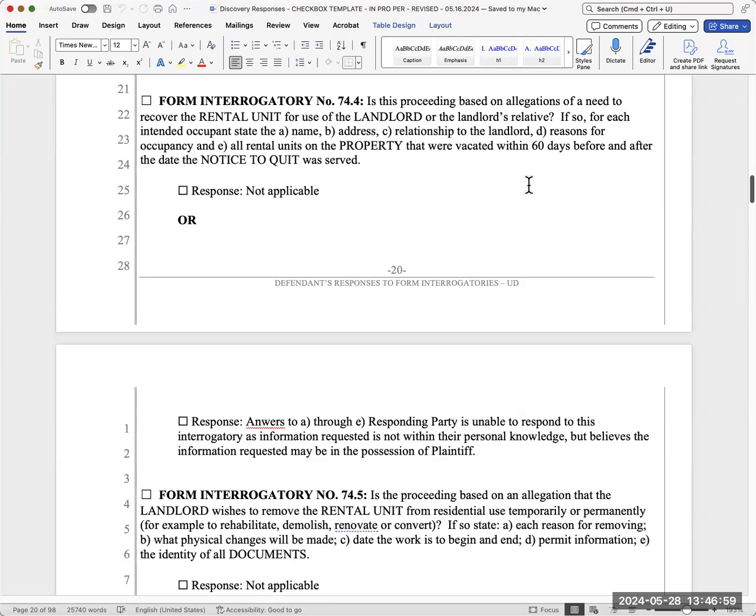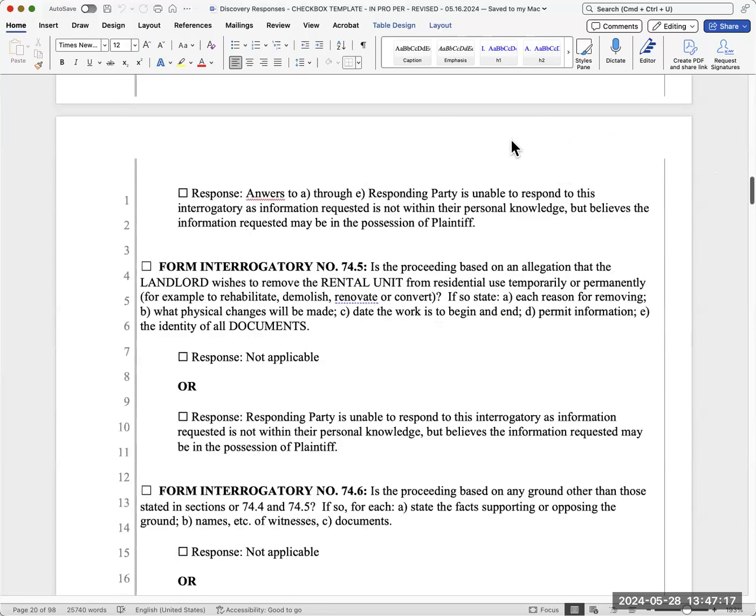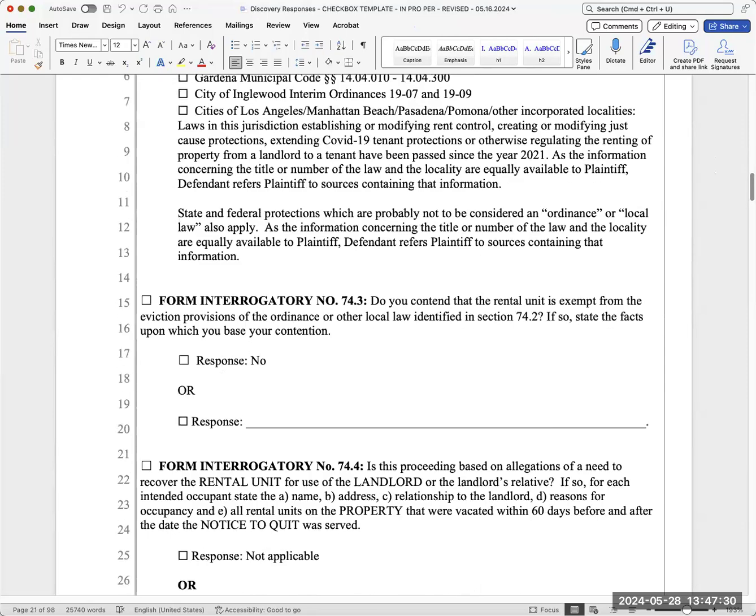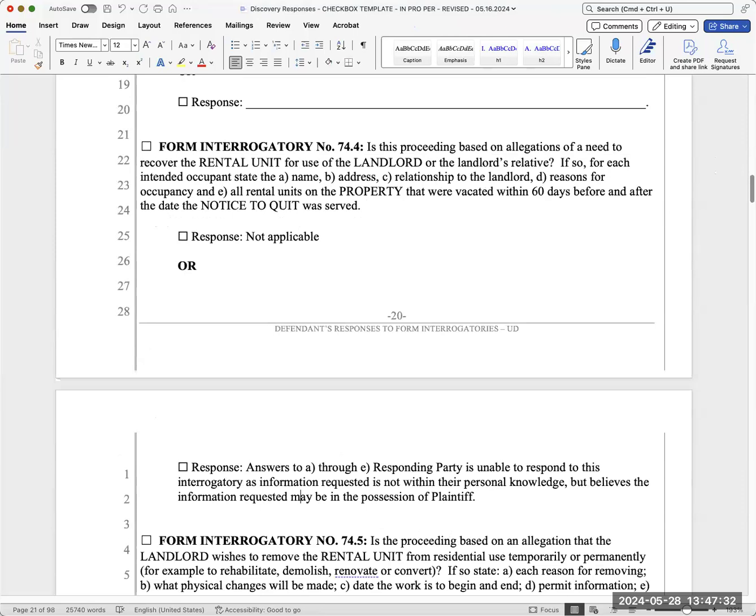If the landlord is saying, I'm evicting you because either I'm moving in or one of my family members, relatives is moving in, then this box may be checked by the plaintiff, attorney, or the plaintiff, and you should answer the question. And the answer may be that you are unable to answer, but the reasoning is in the possession of the plaintiff. Because most of the questions that are being asked here are questions of the plaintiff that only the plaintiff could answer.